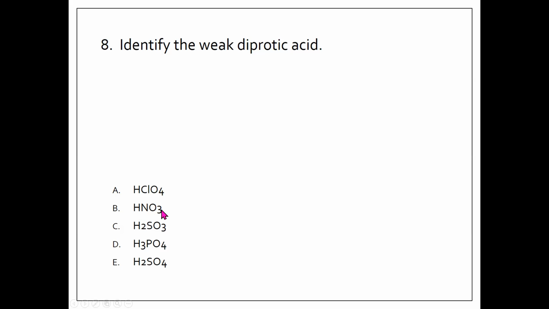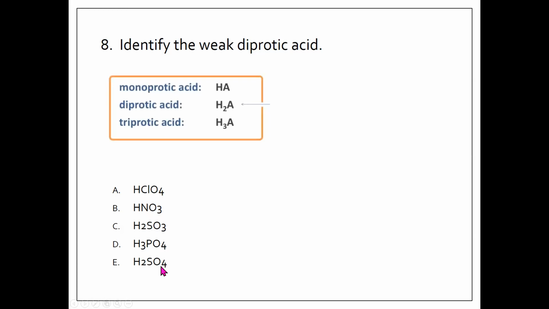B is also monoprotic. C is diprotic, so C, we'll have to come back to this. D is triprotic, because there's 3. E is diprotic as well. So C and E are both diprotic, but we need to figure out which one is the weak. And we have memorized that sulfuric acid is one of our strong acids. So strong completely dissociates. That first proton completely dissociates in H2SO4. So this is a strong acid, but H2SO3, that sulfurous acid, is weak.